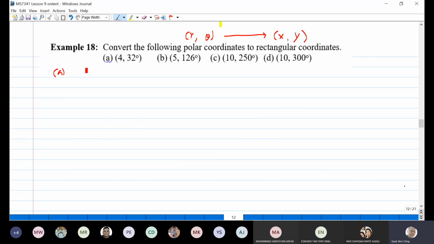So r equal to 4. They tell you r equal 4. Theta equal 32 degrees. So if you try to draw it, you should get something like this. Draw x and y here. R equal to 4. Try to draw a straight line.